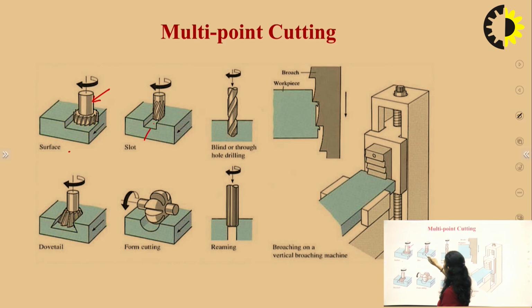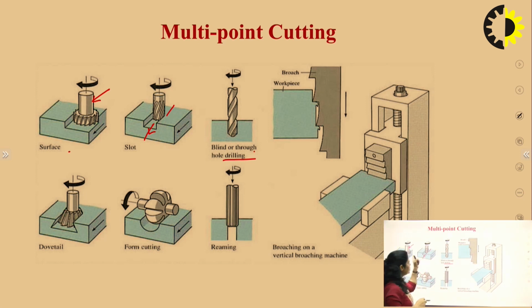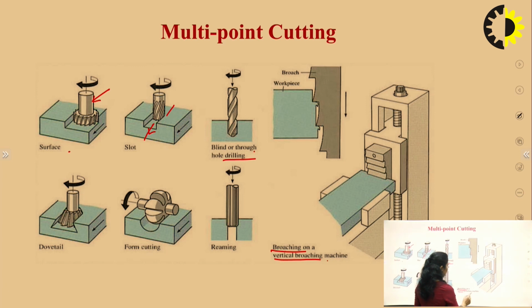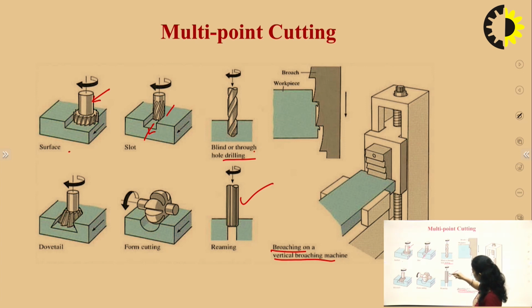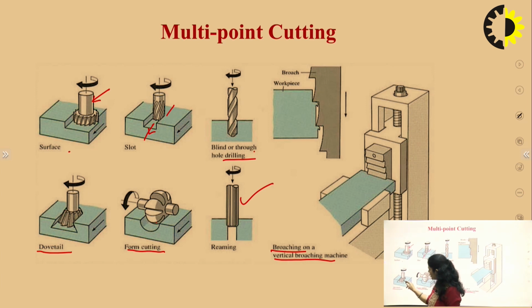Similarly, we are making a slot here, and this one is a blind or through hole drilling operation. This is the broaching tool. In all these tools, a multi-point cutting tool is used to provide the desired shape or size. This is broaching on a vertical broaching machine. This is reaming, which is a finishing operation, where a number of teeth are provided. This is the forming tool to provide the shape. This is the dovetail. So, in all these operations we are using the multi-point cutting tool.